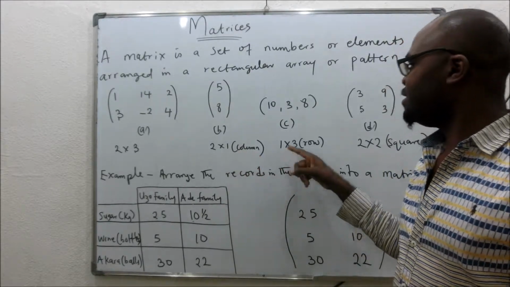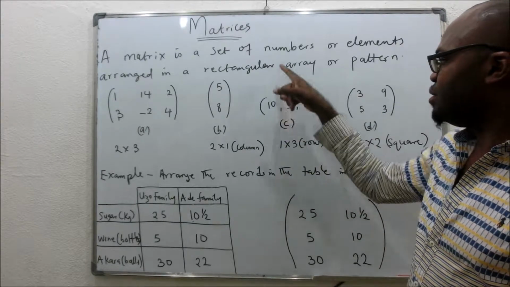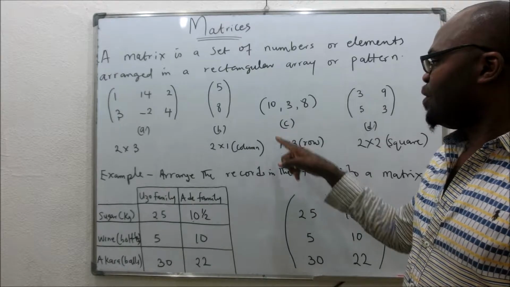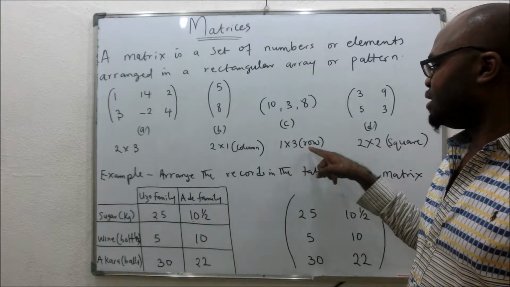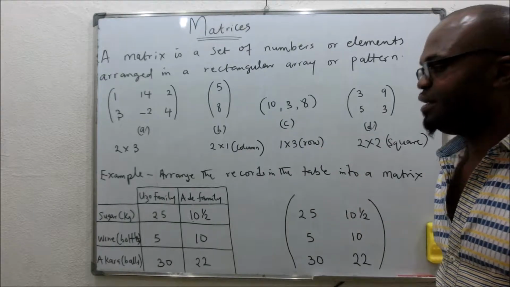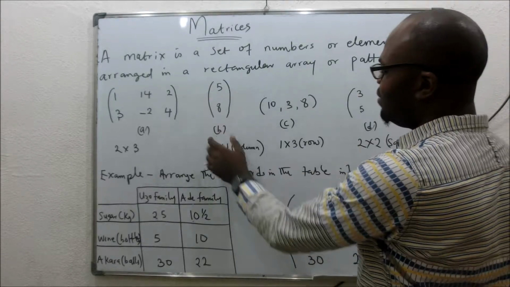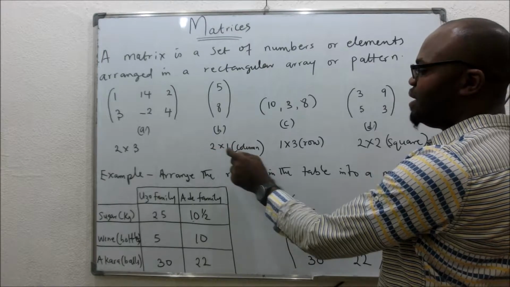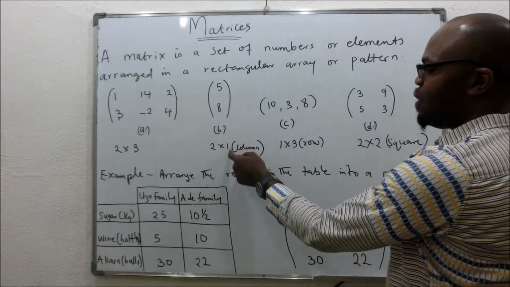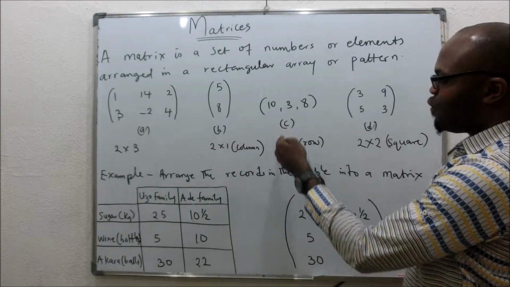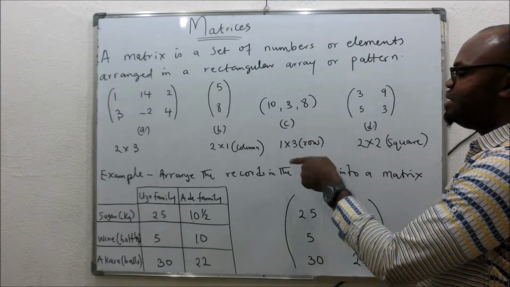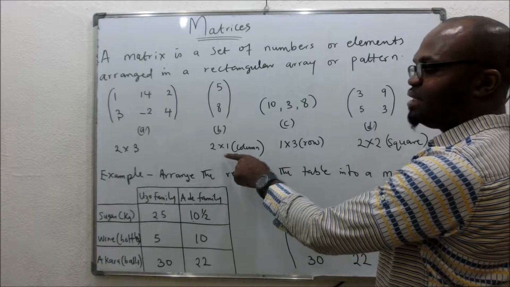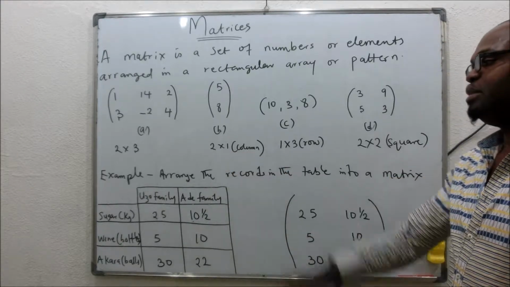Then if you check out this, it is 1 row with how many columns? 1, 2, 3. 1 by 3. So once the row is 1, it is also known as a row matrix. If you have only 1 column, we call it a column matrix. It could be 5 by 1, it could be 10 by 1, but we call it column. But if you have 1 by 5, 1 by 10, 1 by n, call it row matrix because it has only 1 row. If it has only 1 column, we call it column matrix.